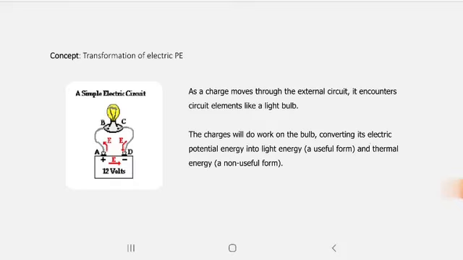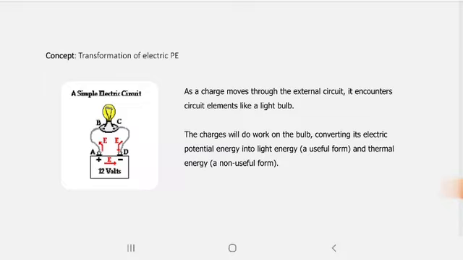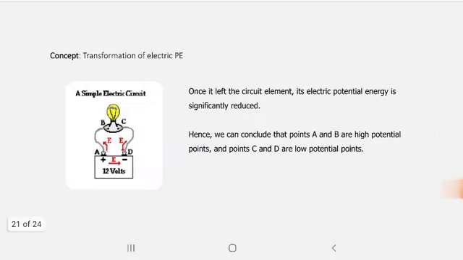The potential energy will be converted to light energy and heat, and then go back to D, to be pumped up again to point A, and so on and so forth. Okay? Once it has left the circuit element, which is the light bulb, its electric potential energy is significantly reduced. Hence, we can conclude that points A and B are the high potential points and C and D are the low potential points. So I hope you can already see here why potential difference is important, no?